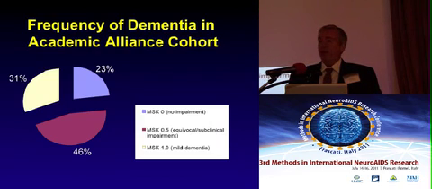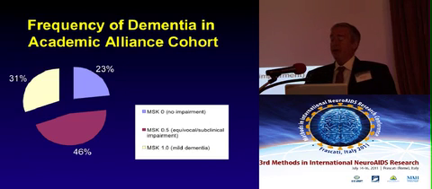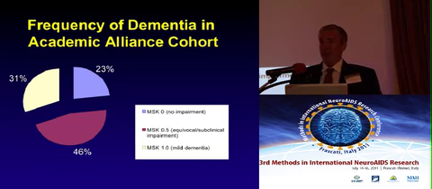We found that 31% of the patients in this cohort met criteria for HIV dementia based on our full neuropsychological testing and functional assessments. And an additional 46% of our subjects had mild neurocognitive problems, consistent with an MSK stage of 0.5.